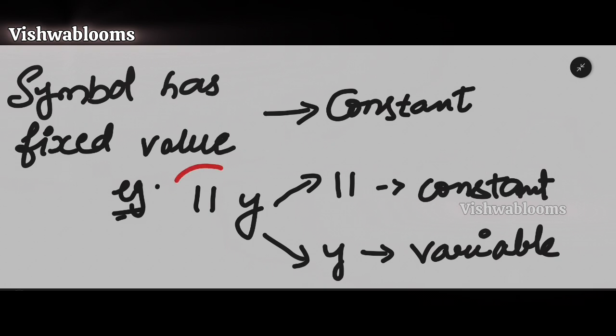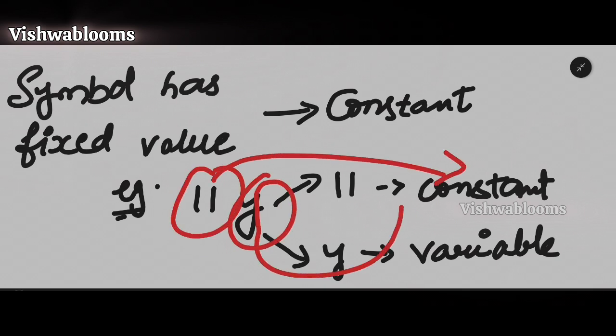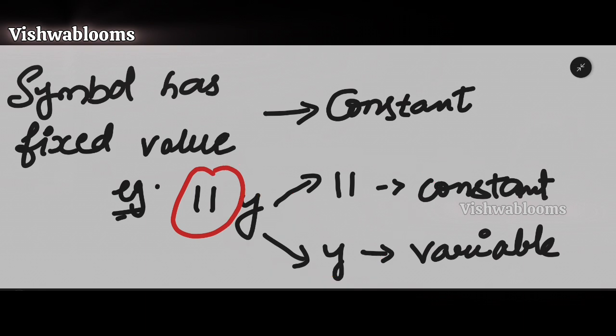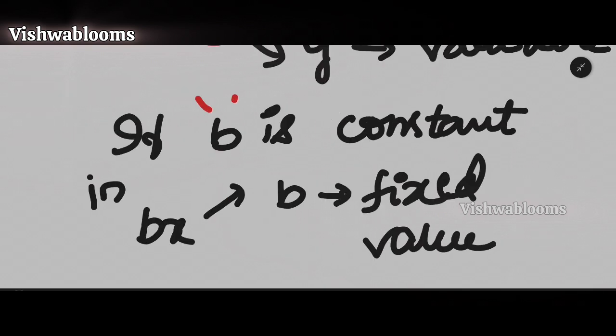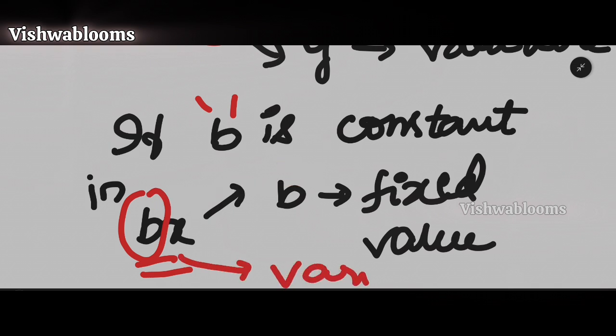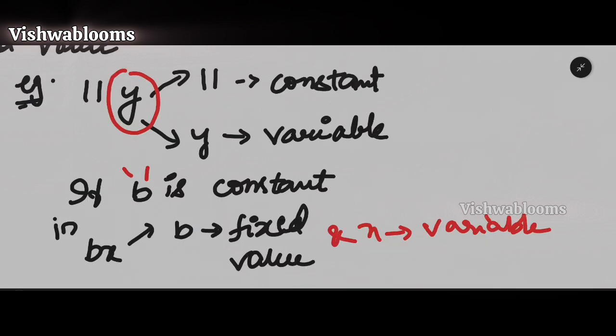Now we take an example of 11y. Here 11 is a constant, y is a variable. That means 11 is a fixed number, you can't change it, whereas y can be anything. Y can be 2, 3, 4, whatever value. We don't know. Now for example, I'm considering b as a constant. So in bx, b will be a fixed value, that is a constant, whereas x will be a variable. So with this we come to the end of this concept.